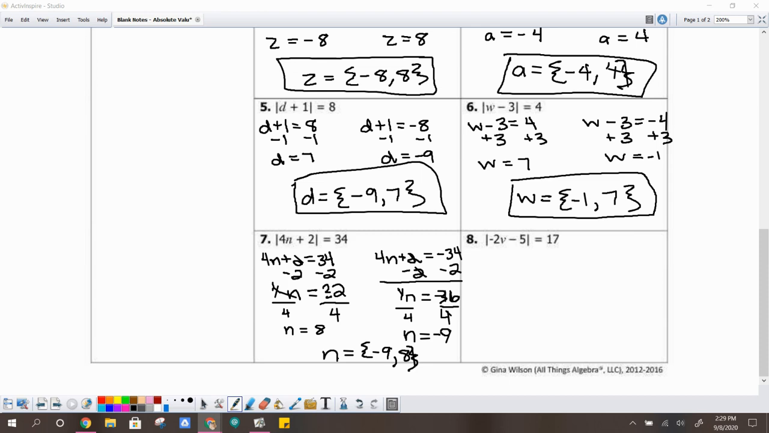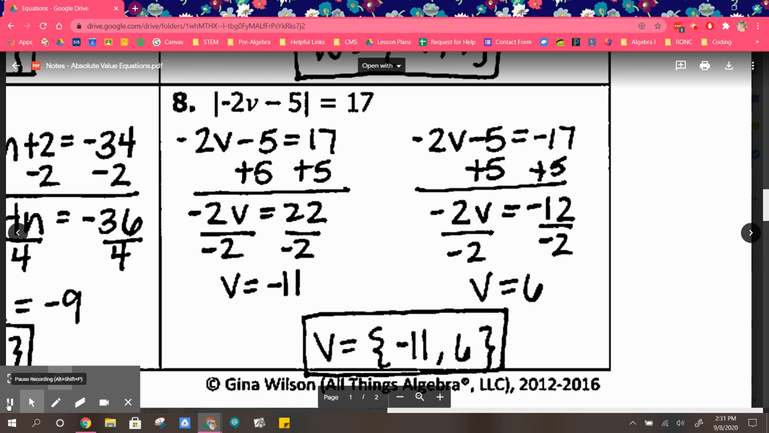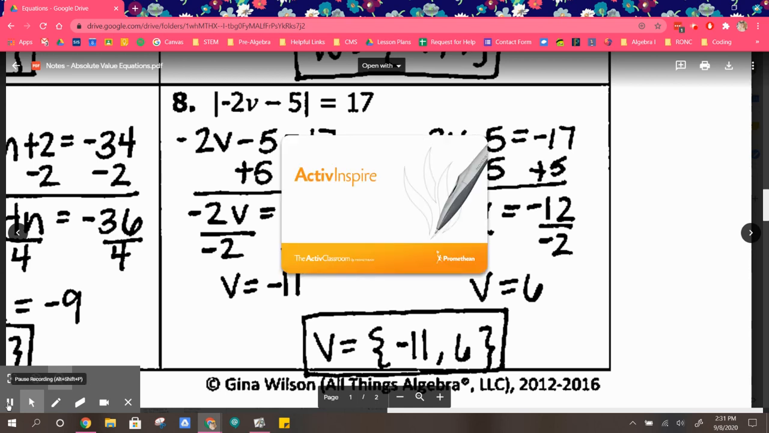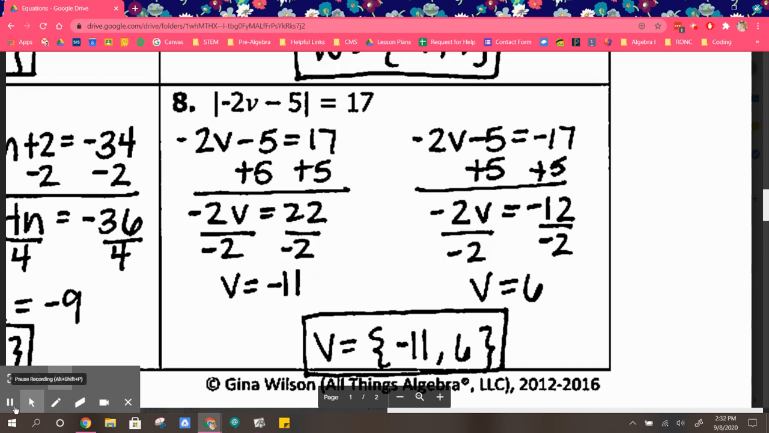So I want you to take a second, pause the video, try number 8, and then compare it to what we get in just a second. Okay, so for number 8, you should have gotten v equals -11 and 6. Okay, so compare your work to what's here and see if you got the same answer.